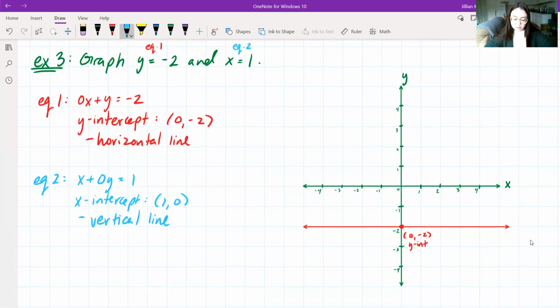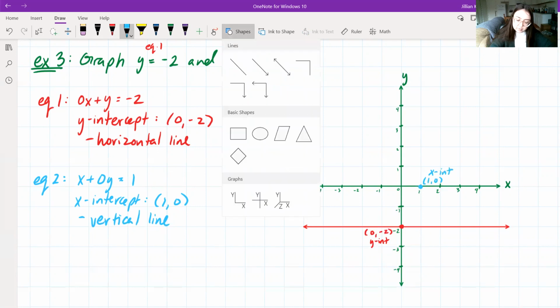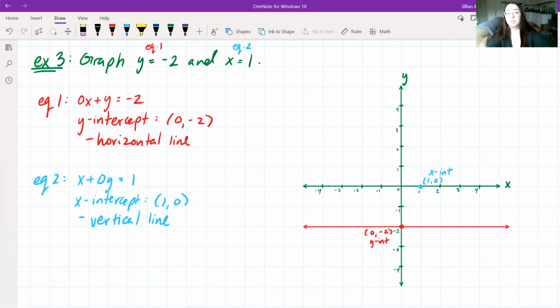And now for equation 2, which was x equals 1, we want to find x equals 1 on our graph. We know this x-intercept is at (1, 0). So we start at our origin, we track to the right to find our positive x equals 1. And I just realized what I did, so I'm going to move this over here. So we have our x-intercept here, (1, 0). This is the x-intercept. And we now draw our vertical line.